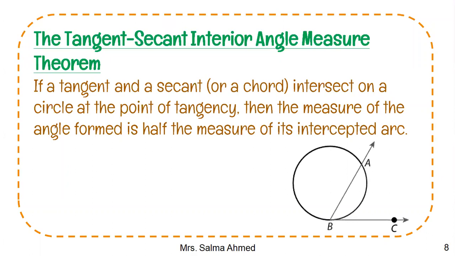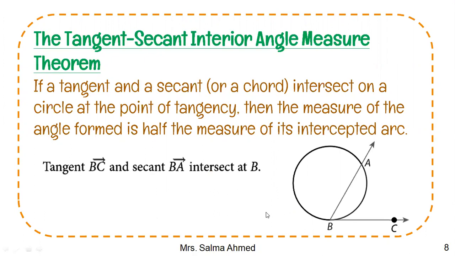Let's see, if I have a circle and this is the secant and this is the tangent. So AB is a secant and BC is a tangent, and they meet at the point of tangency, which is point B. The theorem is saying that if I need to find this angle, which is the angle between the secant and the tangent here, it will be half that arc, which is the intercepted arc between the secant and the tangent, arc AB.